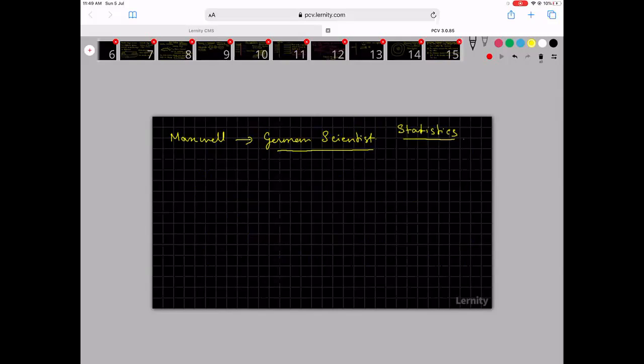Okay. So Maxwell showed that a charged particle releases energy in the form of EM waves if it moves in a circle.